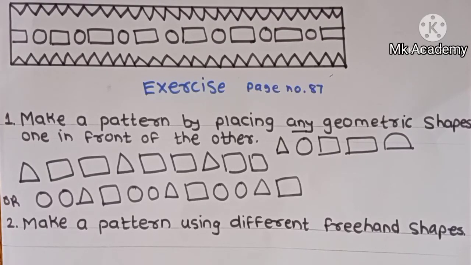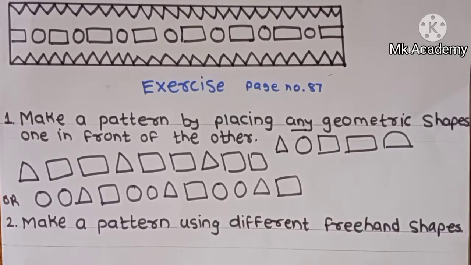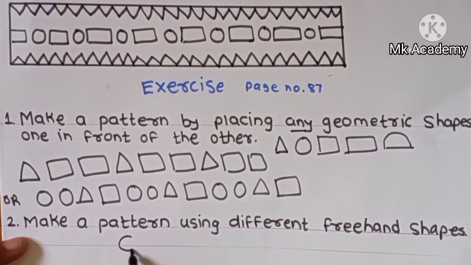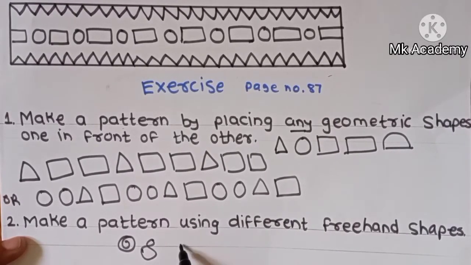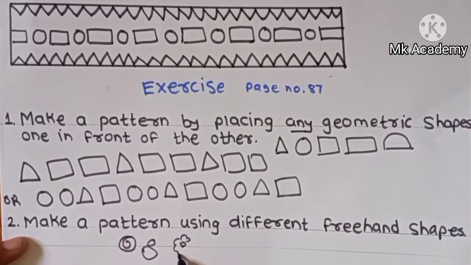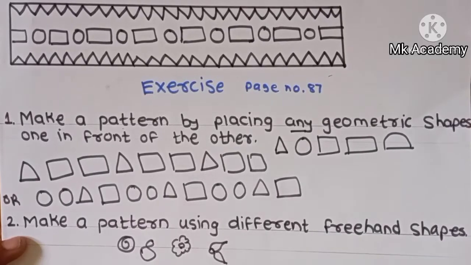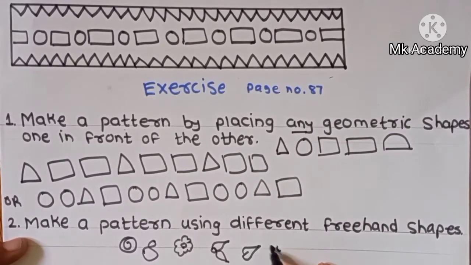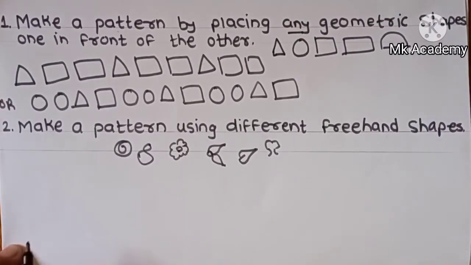Make a pattern using different freehand shapes. Now we know the freehand shapes. Freehand shapes means like this, like this. We can take any freehand shapes. These are freehand shapes. We can take any freehand shapes to make a pattern. Let's make a freehand shapes pattern.